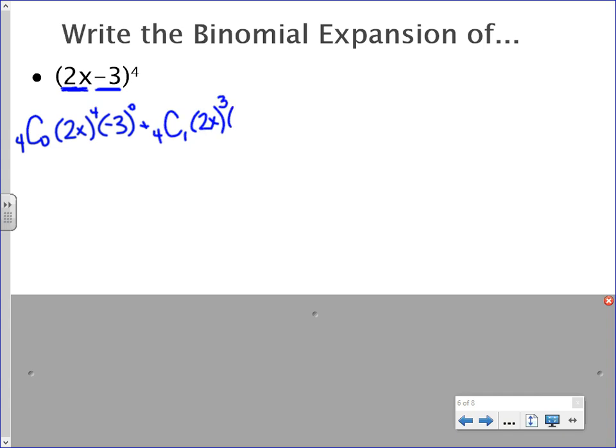It decreases to 3, and then negative 3 will now have a power of 1. Same thing? Okay. Then we'll move to 4 combinations of 2. 2x will now be raised to the 2nd, and negative 3 will now be raised to the 2nd. Notice how my exponents are adding up to 4, and whatever is on that second term, that exponent matches the number in the combination.